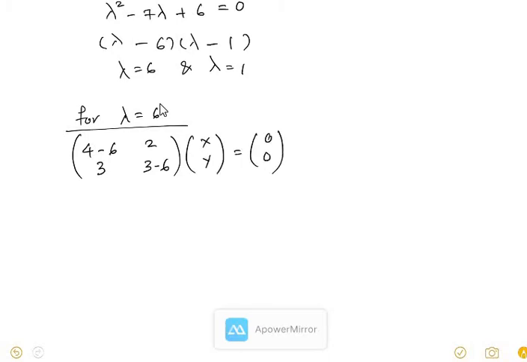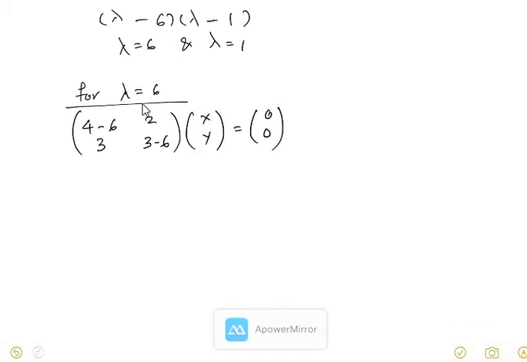This is following step 2. Now I have to substitute the value of lambda, which is equal to 6. After I substitute, I can multiply this one with this one. So I have a negative 2. So 4 minus 6, you get negative 2. Multiply with the x, I get negative 2x plus 2y equal to 0.